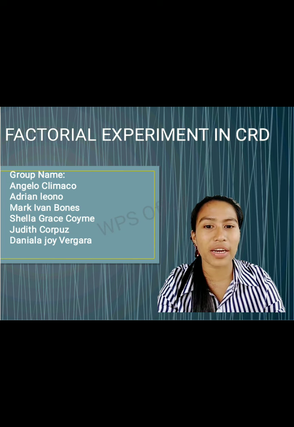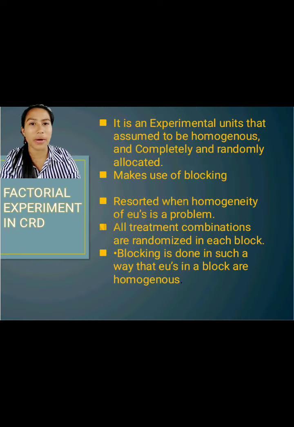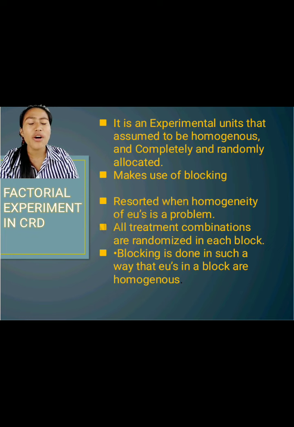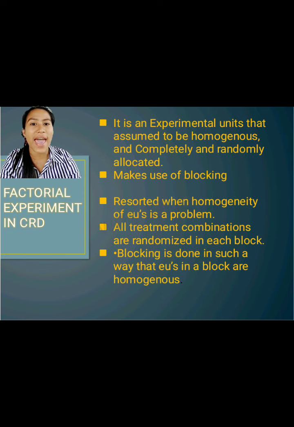Our topic is all about Exercise 9, Factorial Experiment in CRD. A factorial experiment in CRD uses experimental units that are assumed to be homogeneous and completely randomized. Blocking is resorted to when the homogeneity of experimental units is a problem. All treatment combinations are randomized in each block. Blocking is done in such a way that experimental units in a block are homogeneous.